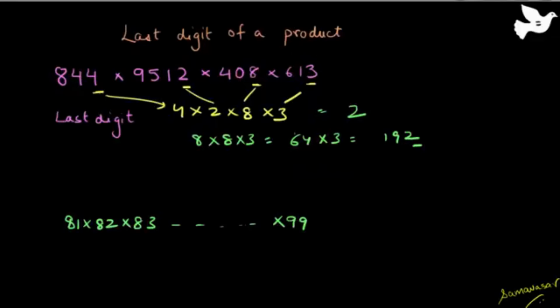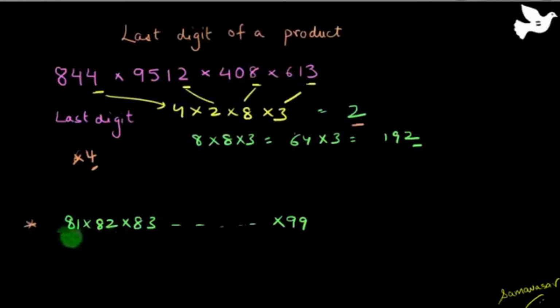But again, in the exam you need to do it quickly. So all you need to do is keep leaving out the tens digit. So just to show this again, 4 into 2, 8. 8 into 8, 64. 64, leave out the 6, just take the 4. 4 into 3 again is 12. 12, leave out the 1, answer is 2. So this is how you find the last digit of a product.